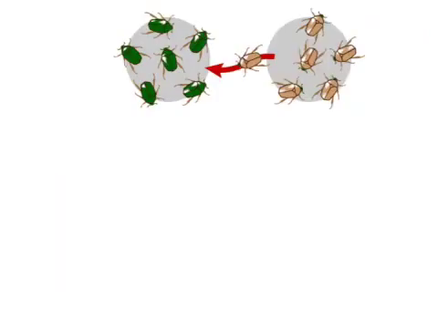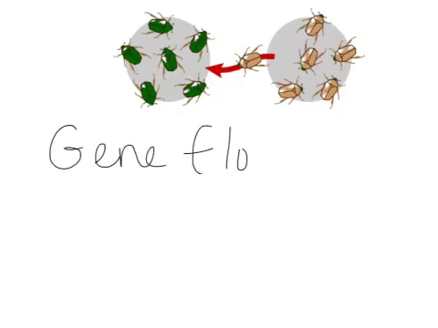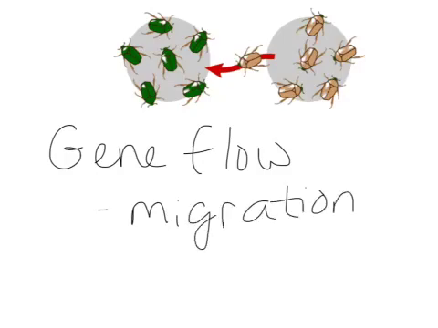Another way that we can increase variation is through gene flow. And we've talked a little bit about this in class, and we've talked about it more as migration, not necessarily using the term gene flow. But all gene flow is migration. New genes are being moved from one population to another. And the only way you're going to move genes from one population to another is through migration.